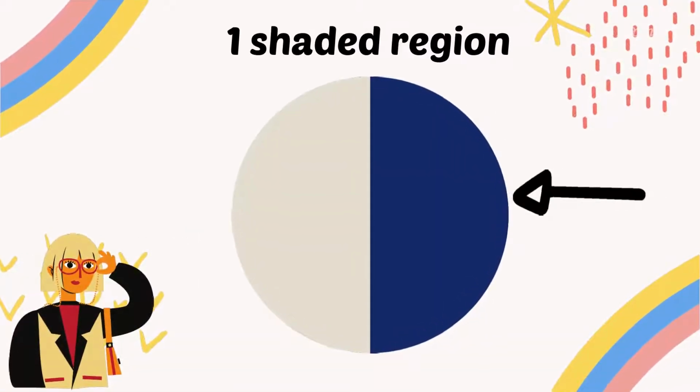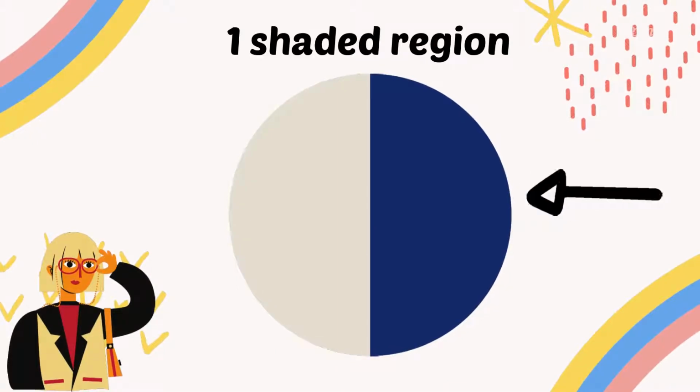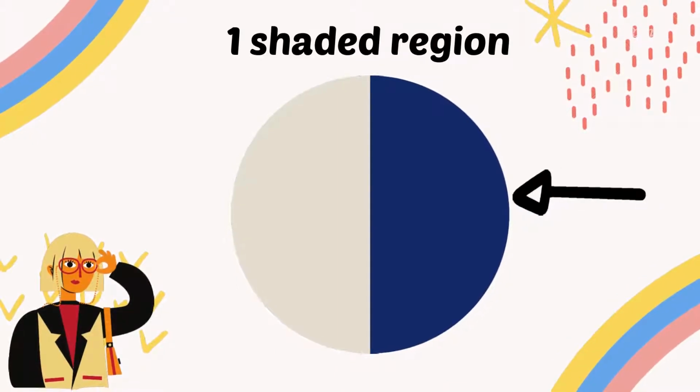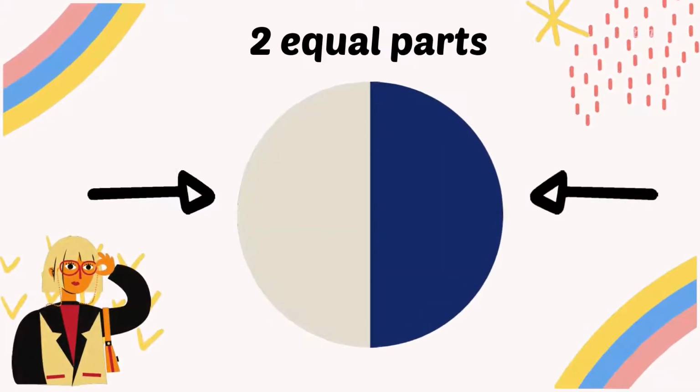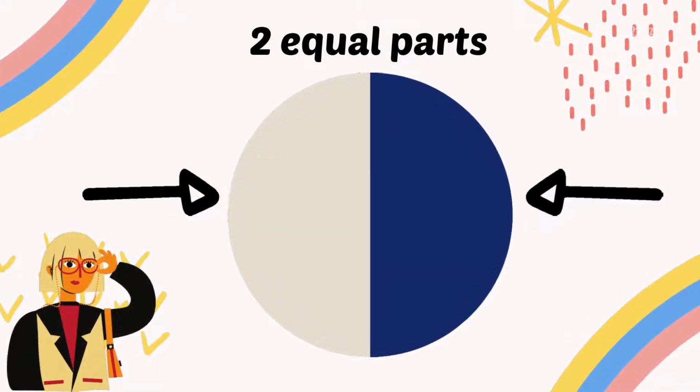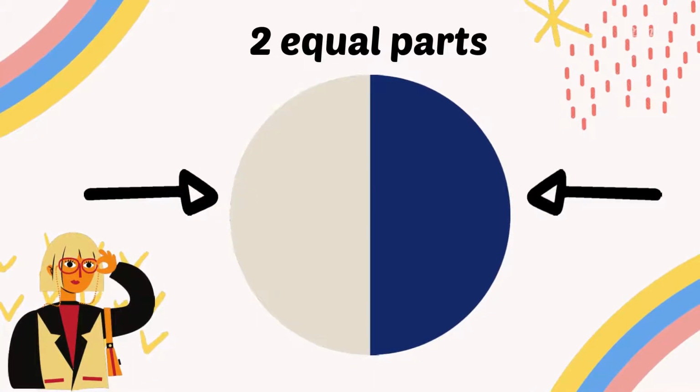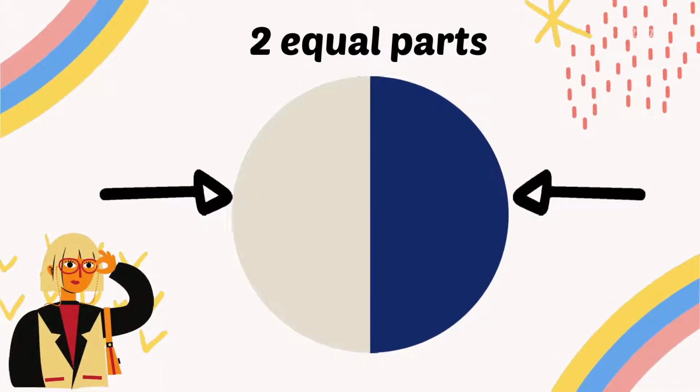Look at the diagram. We have one shaded region, or we can also say one colored region. And we have two equal parts. The first part is white, and the second part is blue. So we have here two equal parts.